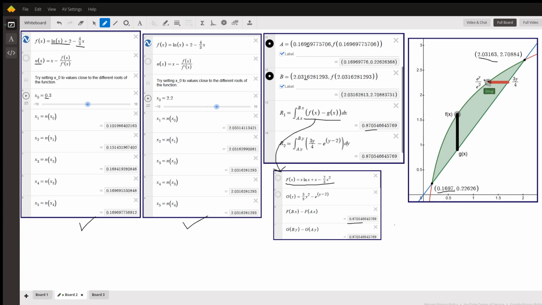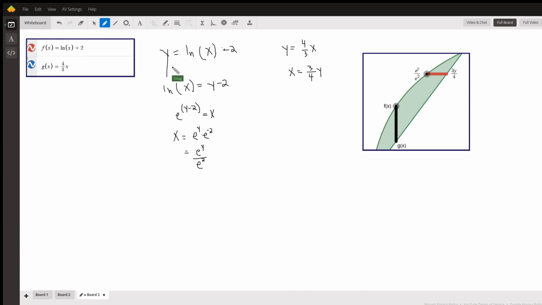To do it in terms of y, you have to solve these functions for x in terms of y. This is a horizontal distance right here, and we want to take the x coordinate at the right minus the x coordinate at the left. And here's how you solve for x for this first function, which is the tricky one. Subtract 2 from both sides, then realize that e to this exponent will give you that anti-logarithm. So there's x in terms of y. If you want to, you could rewrite it this way.